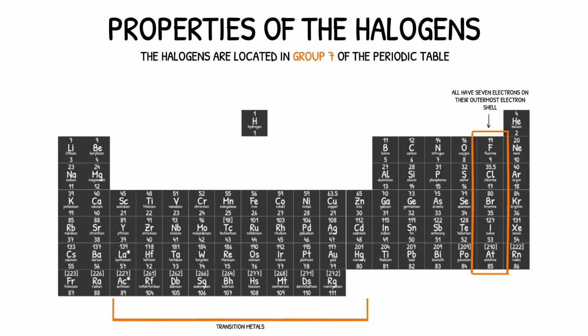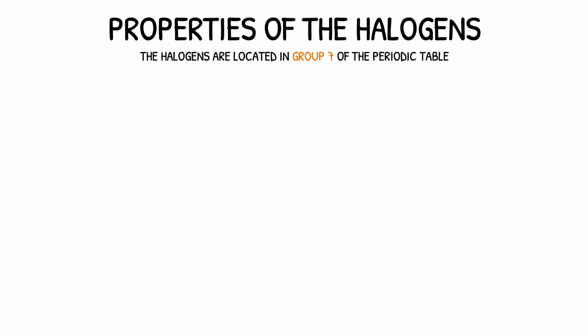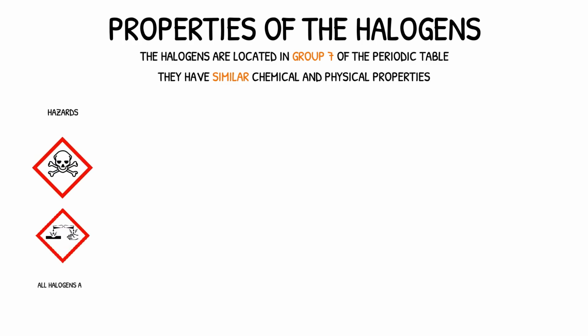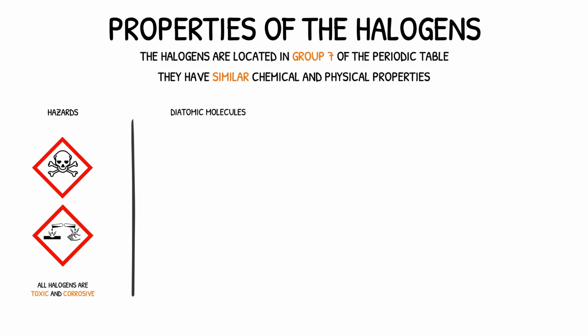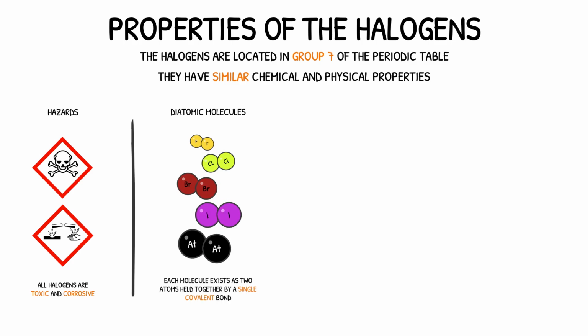As a result of having the same number of electrons on their outermost shell, the halogens have very similar chemical and physical properties. To begin with, all of the halogens are toxic and corrosive and must be handled properly to avoid harm. They all exist as diatomic molecules, whereby each molecule contains 2 halogen atoms that are joined together by a single covalent bond.